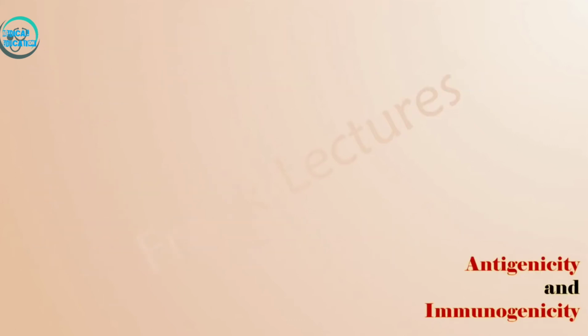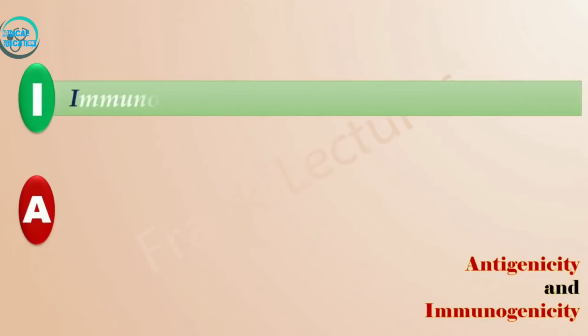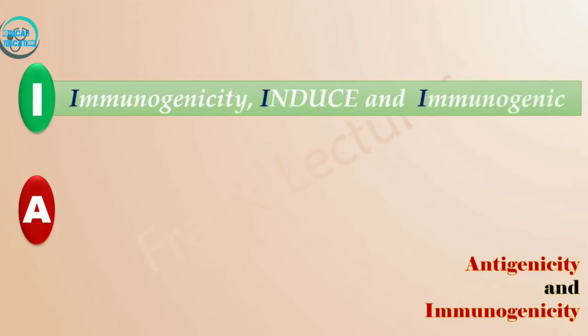Here I would like to suggest you a simple method to remember distinction between these two terms. Take these two letters represented by capital I and capital A. Capital I represents three words: immunogenicity, induce and immunogenic. By this we can remember that immunogenicity is the ability of a substance to induce an immune response. So such substances are immunogenic.